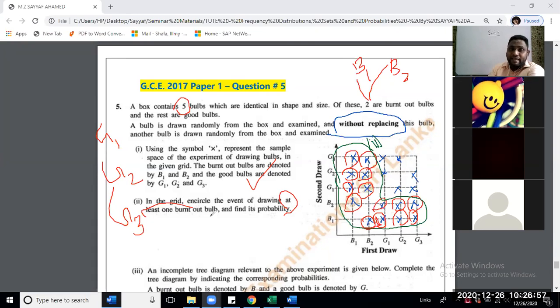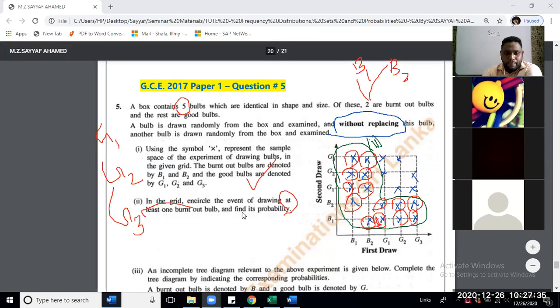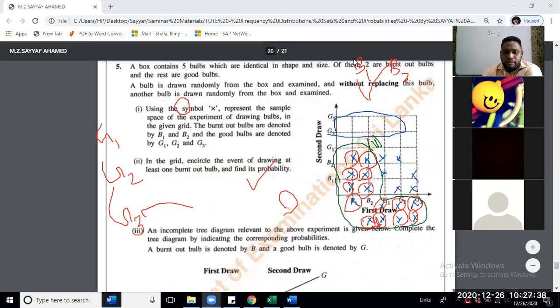But make sure you can't have a good one and a good one in both events, because at least one has to be burnt out. So that covers here, right? All these red marks are with B1 B2, B1 G1, B1 G2. So B1 with all the others, and B2 with all the others. Only the ones outside the blue crosses are the ones that are not drawn. Okay, so that is the grid part.